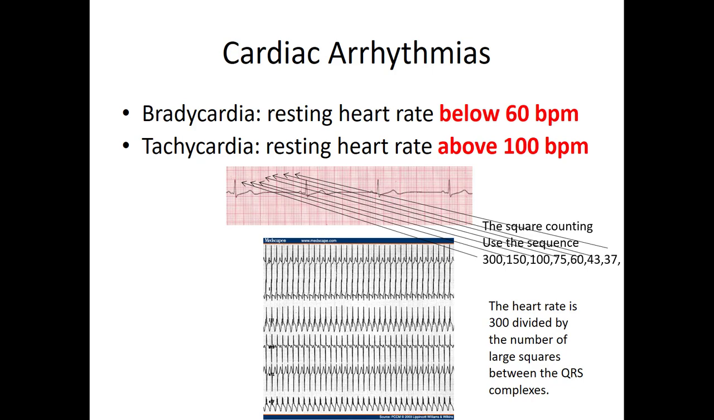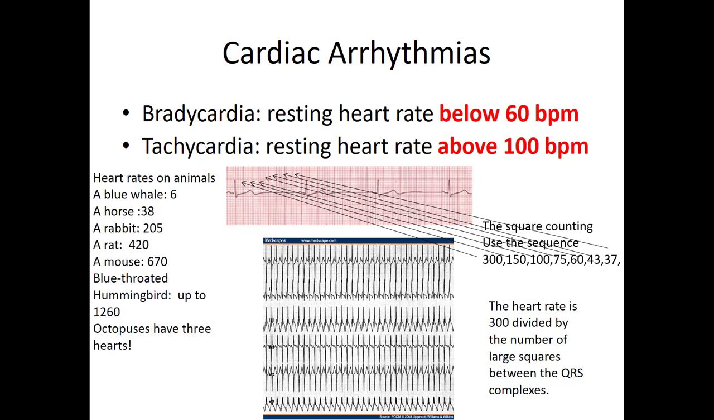How about this heart rate? Only one box, so the heart rate is around 300. So I believe this is not like a human's heart rate. I believe this is more like a mouse's or rat's heart rate. So for animals, a blue whale's heart rate is only 6. Human is 60 to 100, right? And horse 38, rabbit 205, rat 420, mouse 670. Wow. And hummingbird is 1260. And an octopus even has 3 hearts, right? It's very interesting, right?